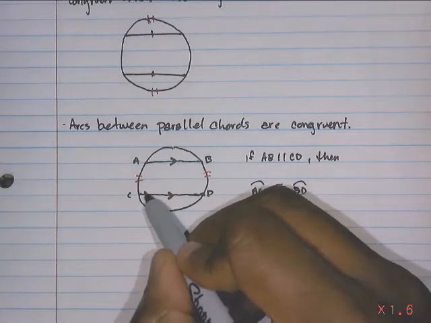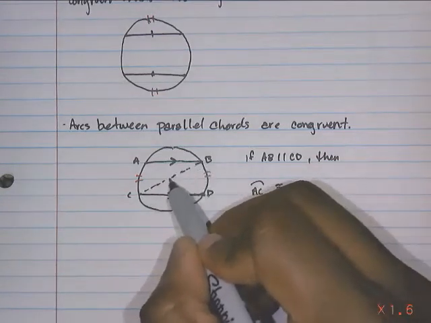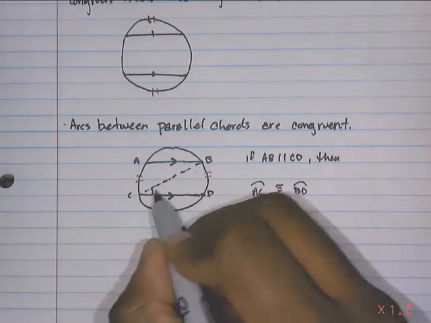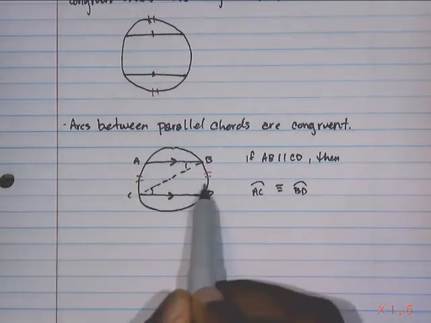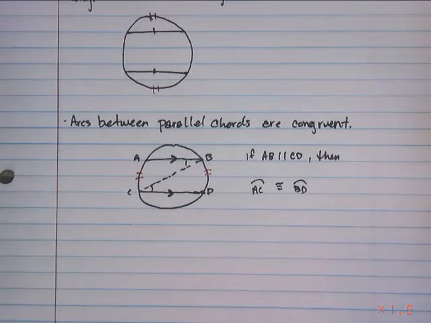Now, why is that? Watch this. If I was to cut this by a transversal, that would mean this angle and this angle are alternate interior angles. That's just a little proof on why these arcs are congruent, so you can understand why things are what they are.